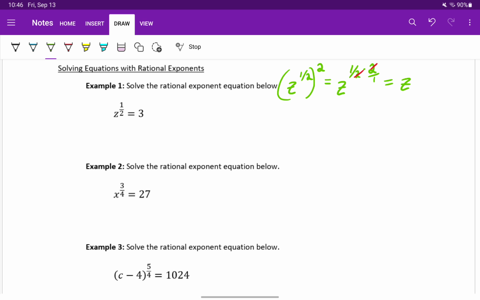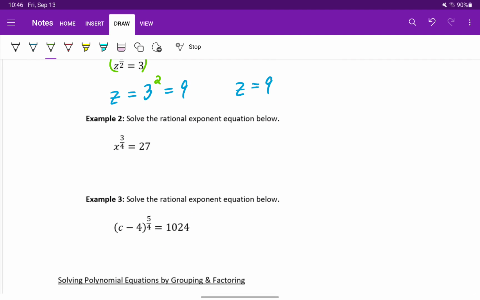What that means is we want to raise both sides of this equation to the reciprocal of whatever that rational exponent is. So instead of raising this to the 1/2 power, we want to raise it to the 2nd power, or the 2 over 1 power. On the left-hand side, this will end up being just z. And on the right-hand side, we'll have 3 squared, or 9. So our solution here would be z is equal to 9.